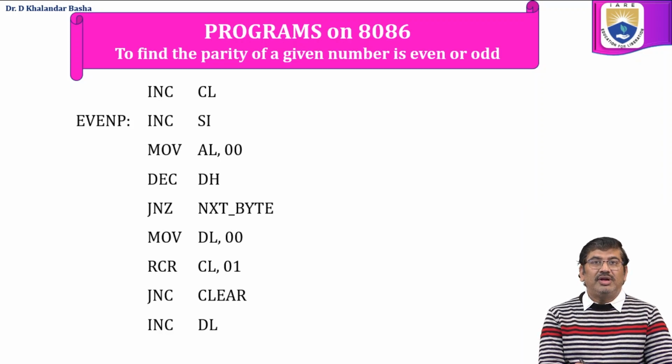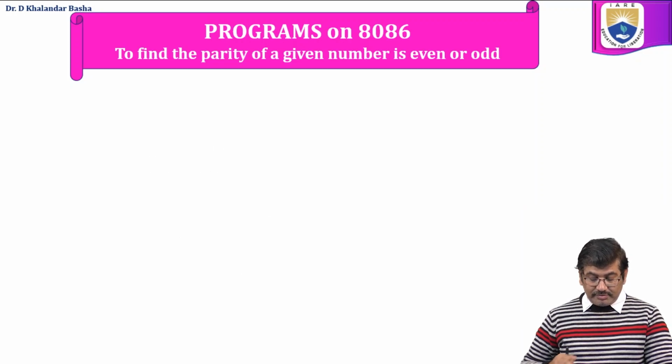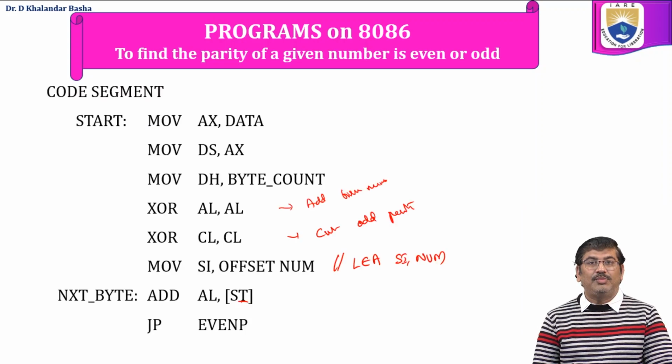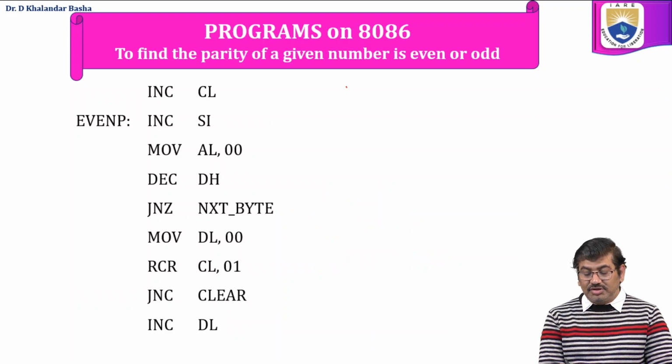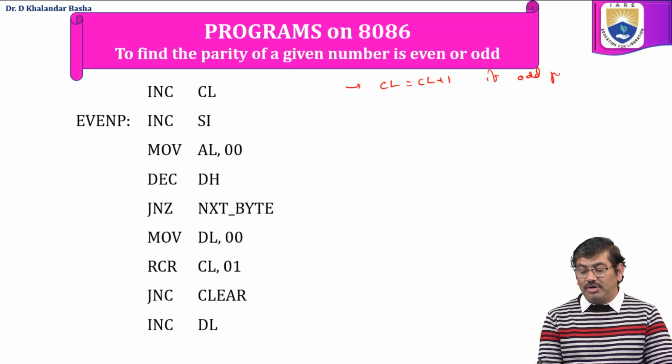Suppose if it is an odd number, that condition is false, so it won't go to the even parity label. The next instruction will be executed. What is the next instruction we are having? INC CL. We are just incrementing the CL. So CL is equivalent to CL plus 1 if odd parity is found.